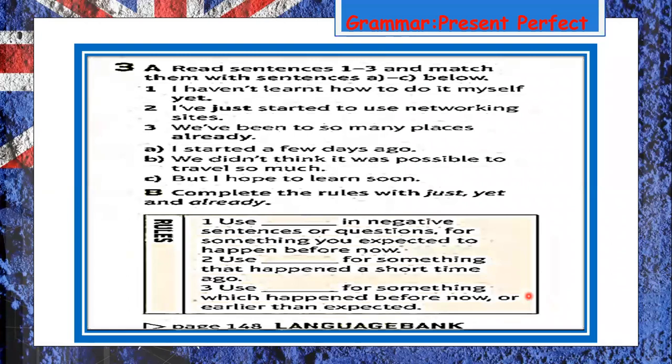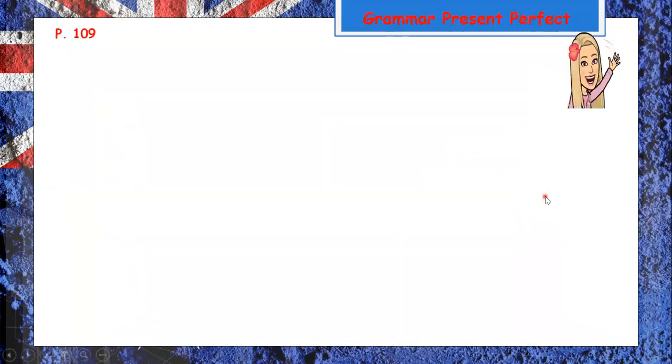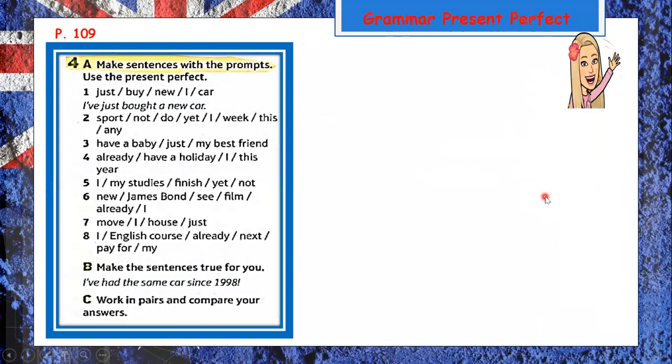In the next part, we are going to practice exercises using the present perfect. In this case, you need to read from 1 to 3 and match them with the sentences from A to C. I haven't learned how to do it myself yet. It means we didn't think it was possible to travel so much, so you need to match 1 to 3 and A to C. Now in the next part, we are going to make sentences using the prompts and make sentences that are true for you.